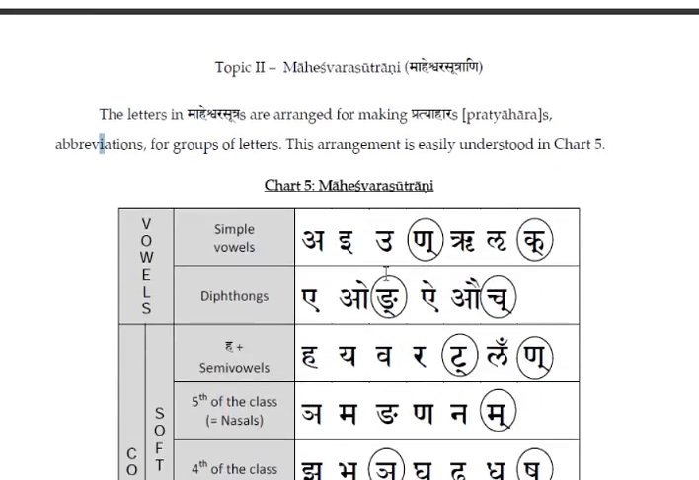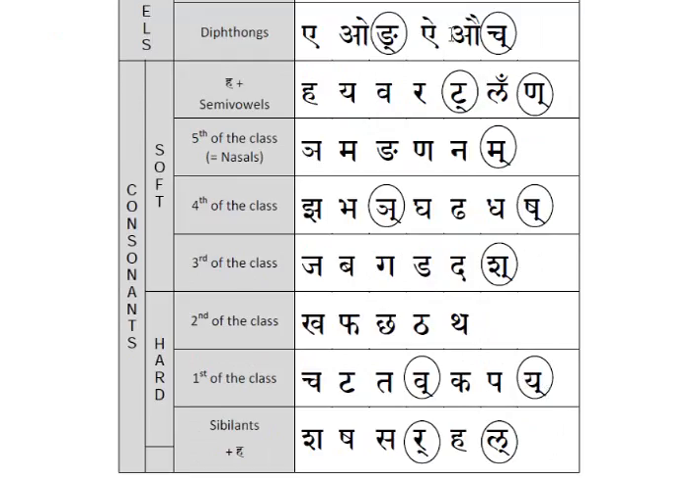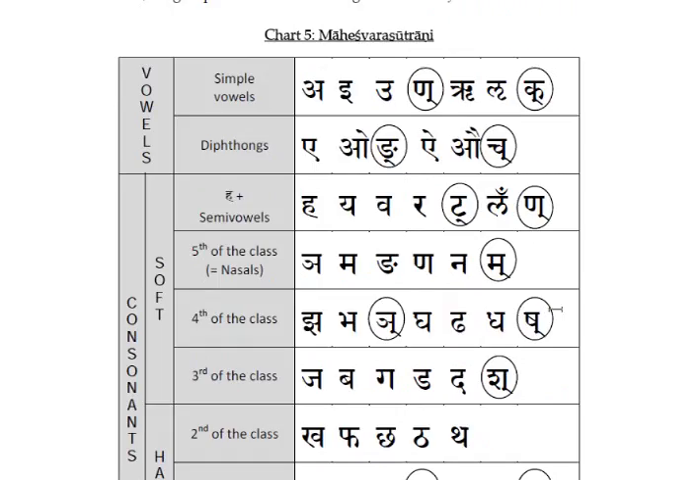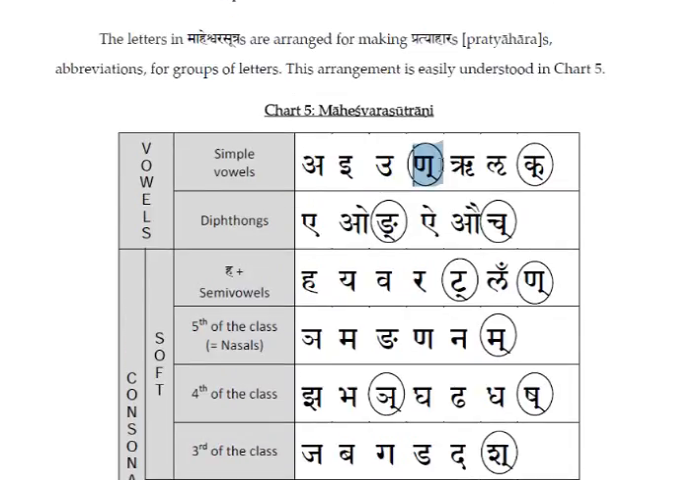So these 14 sutras: the first sutra is a i u n, the second sutra r l k, the third sutra e o n g, the fourth sutra ai au ch, the fifth sutra haya varat. Just like that, in the order of the sutras, those 14 sutras are arranged in this chart and each letter is circled. The Maheshwara sutras are meant for making abbreviations for groups of letters.